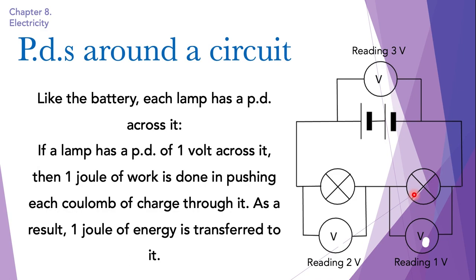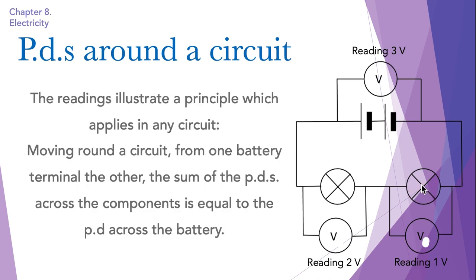So a potential difference of 1 volt means that it requires 1 volt to make it work. That means 1 joule of work is done in pushing each coulomb of charge through it. As a result, 1 joule of energy is transferred to it. The same thing I was talking about.